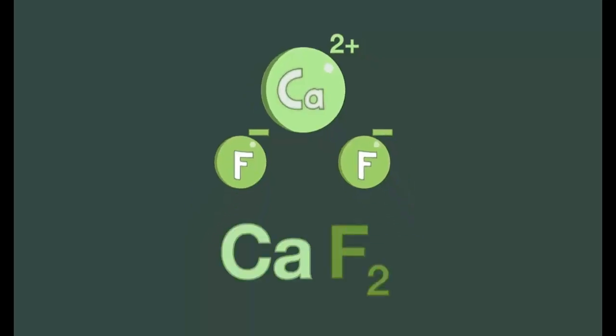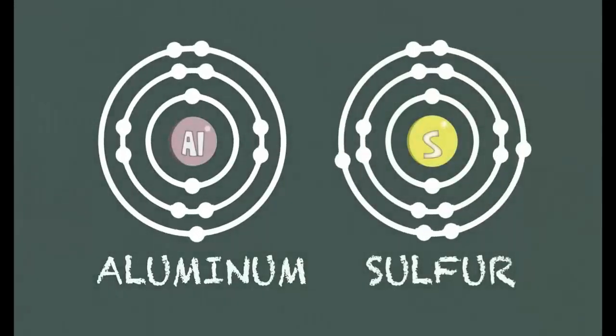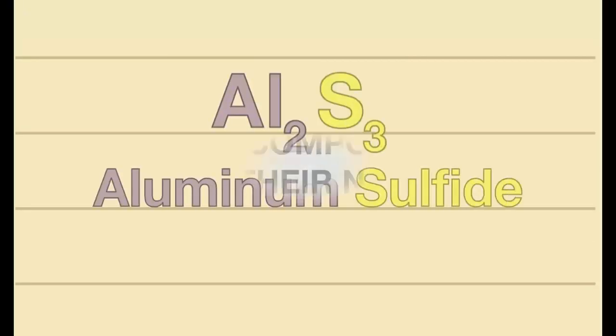We will do one more example together, this time with aluminum and sulfur. The formula is Al2S3 and the name is aluminum sulfide.